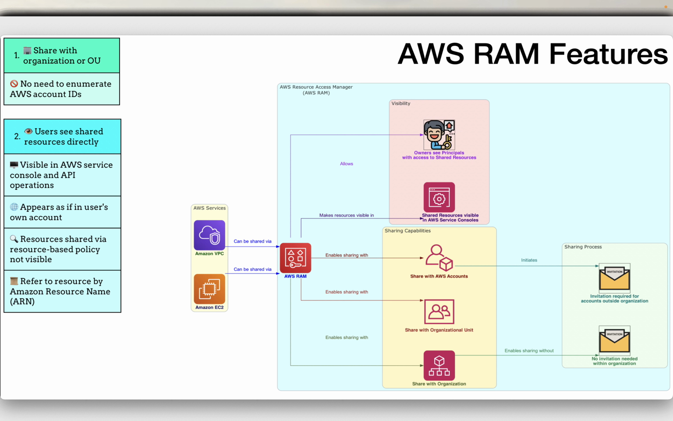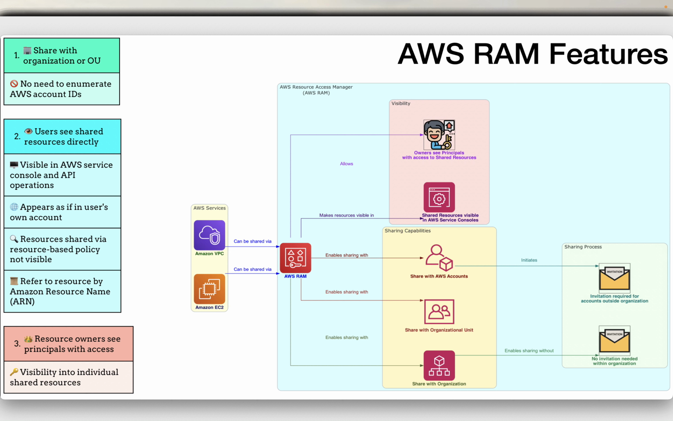Resources shared by attaching a resource-based policy are not visible this way. So this is the downside of using resource-based policies; with Resource Access Manager there is no such downside. Instead, you have to discover and explicitly refer to the resource by its Amazon Resource Name. So if you use resource-based policies, there is no other way but to know the Amazon Resource Name. You must have explicit knowledge about what is being shared by others from the host account.